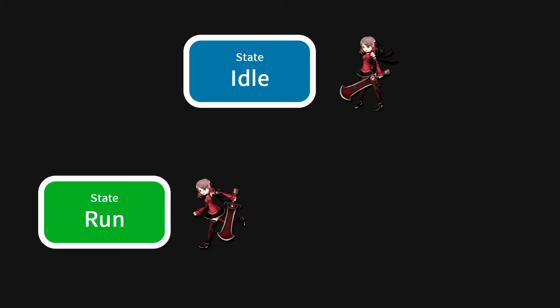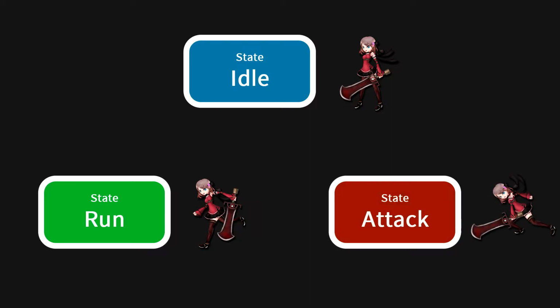When you press the left or right arrow key, the character moves with the running animation, and the direction is changed according to the key pressed. In the attack state, the character attacks with a sword, until the attack is over.